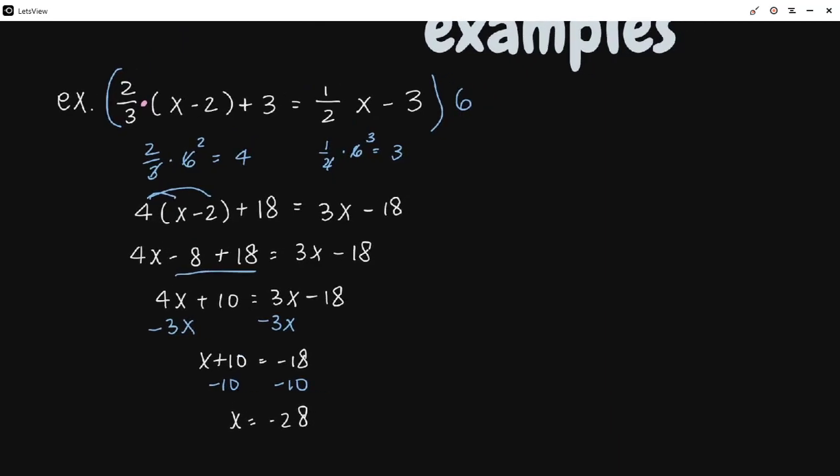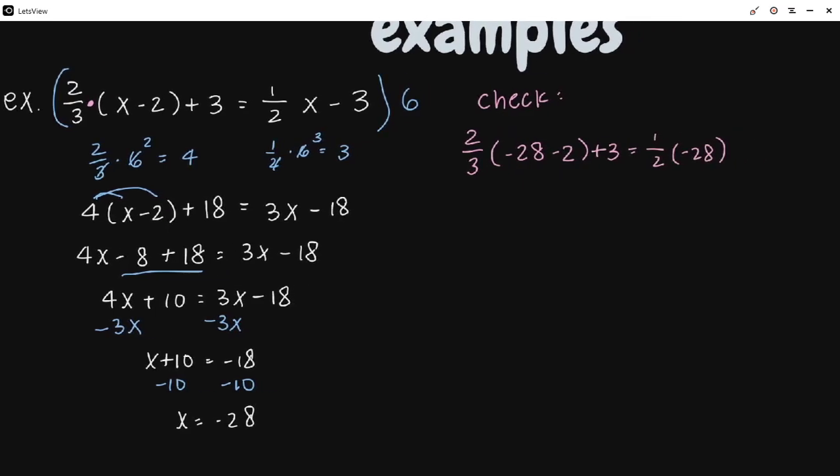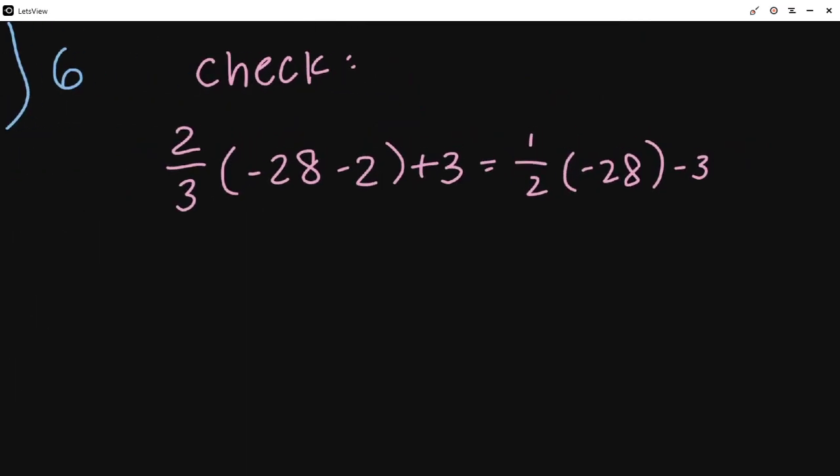Okay, so now we have to check. We're going to plug in negative 28 for everywhere we see x. So 2 over 3 times negative 28 minus 2, plus 3, equals 1/2 times negative 28, minus 3. We have to do the parentheses first. Negative 28 minus 2 is negative 30. And 1/2 of negative 28 is negative 14.